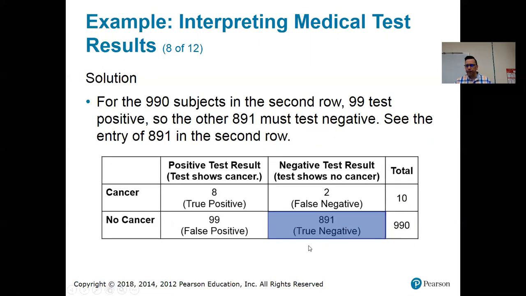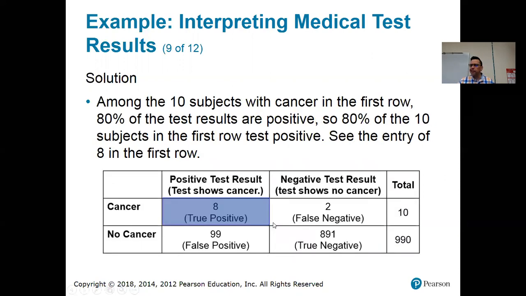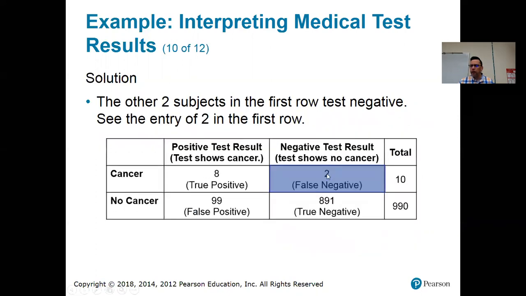Then we go back up to the 10 people. The test is going to detect cancer in 80% of them. So that's 8 people out of 10, which means it will not detect cancer in the other 2 people.